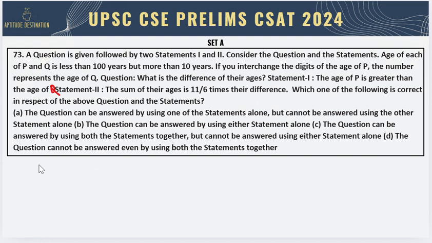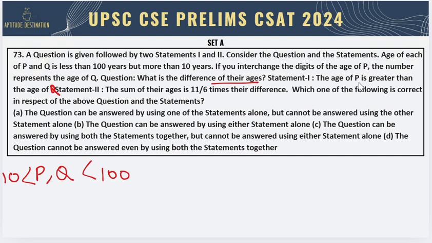So two statements are given. The ages of P and Q are each less than 100 years but more than 10 years. So I can represent it like that. If you interchange the digits of P, the number represents Q. So this is a rather easy way. For example, if I take the age of P as 12, the age of Q is 21. So it's easily understandable. What is the difference between their ages?